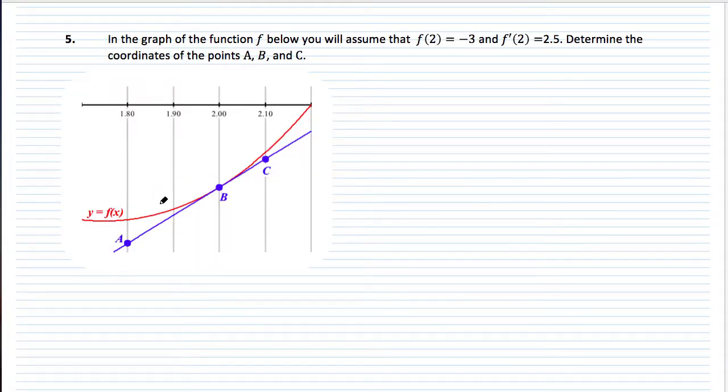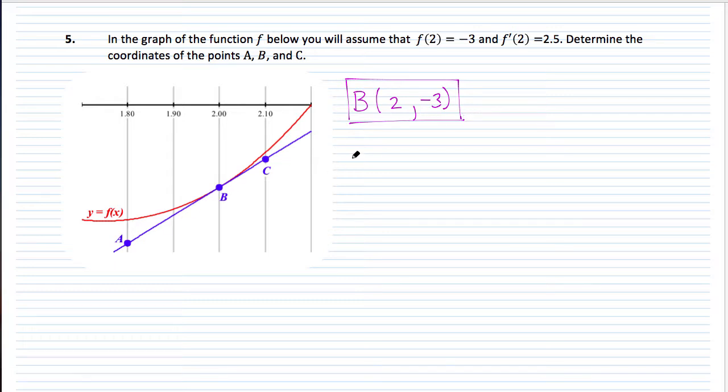For question number 5, we're given a graph of the function below, and we know that this red line here represents our function f of x, and we want to find the coordinates of the points A, B, and C. This is just an application of what we did in the first 3 questions. The first thing is we'll do B because it lies on the function f of x. B is going to have an x coordinate of 2, which is very obvious, and the y coordinate is the same as f of x. At 2, our function has a value of -3, so B is therefore going to have the coordinates 2, -3.